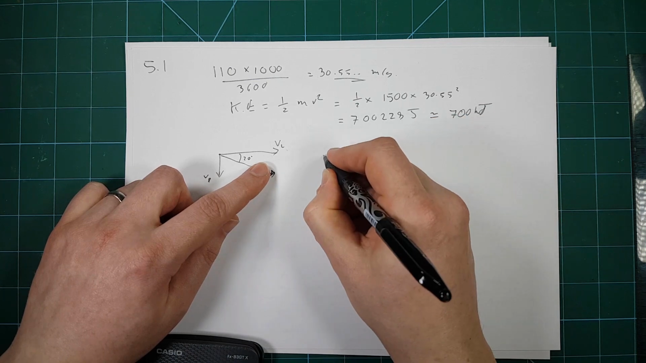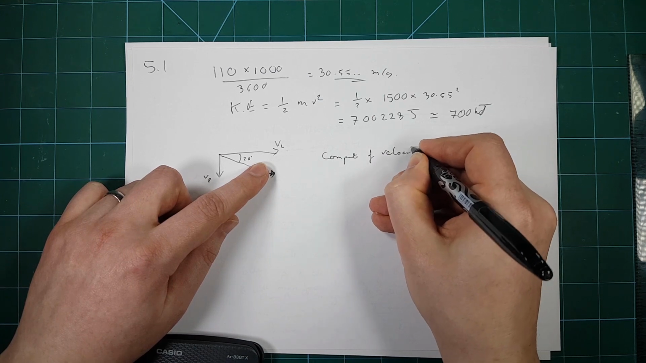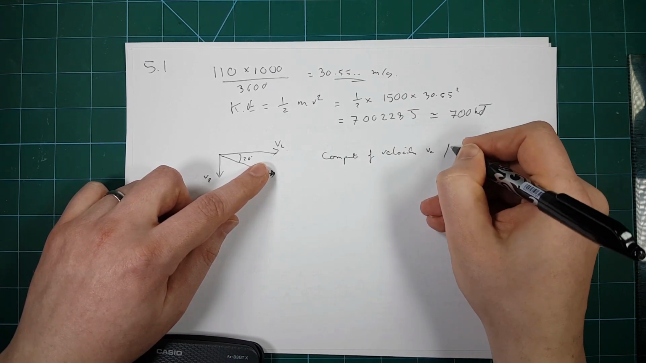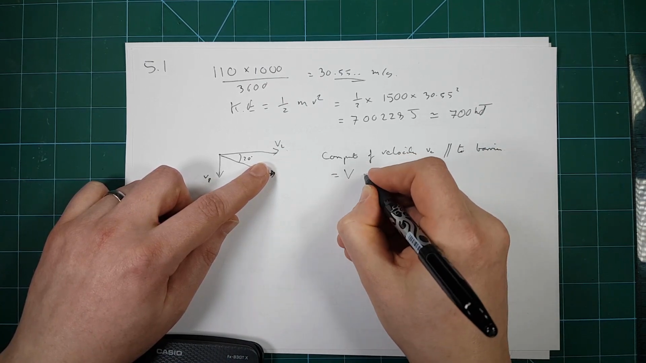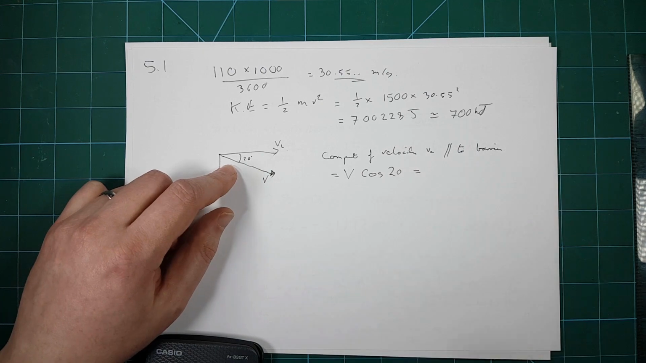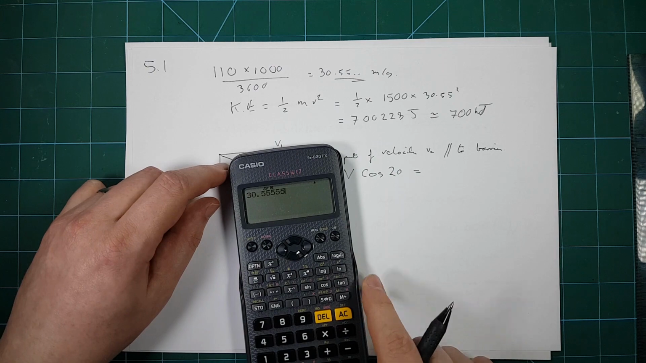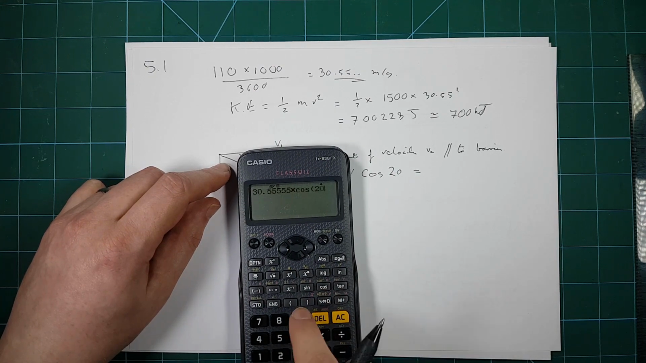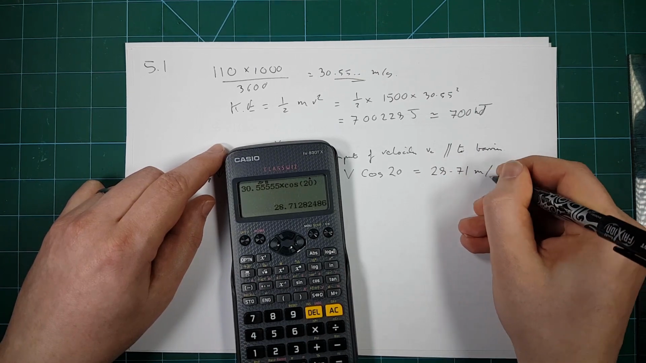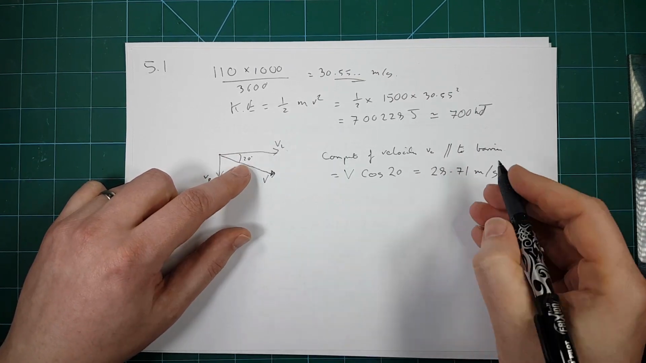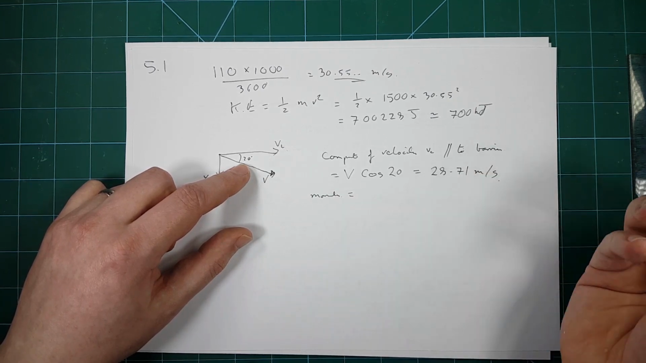So the component of velocity VL parallel to the barrier, that's going to equal V cos 20, where V was 30 point, lots of fives, and then times cos of 20 gives you 28.71 meters per second. Right, so the momentum is going to equal mass times velocity.